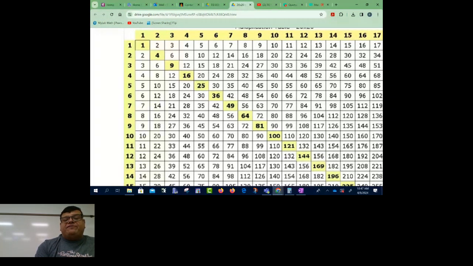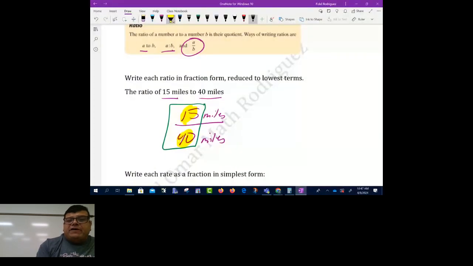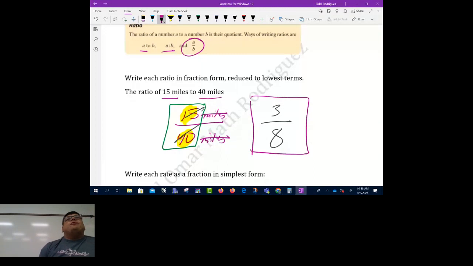Look, y'all, 5 goes into 15 and 5 goes into 40 8 times. So again, just as a reminder, 5 goes into 15 3 times and 5 goes into 40 8 times. That means we're dividing both of these numbers by 5, and that gave me a 3 and an 8. Now, just like we divided them both by 5, we can also get rid of the units. So it's just going to be 3 over 8 without any miles or anything like that, okay? Just 3 over 8. That's what we mean by reducing it to lowest terms, okay?